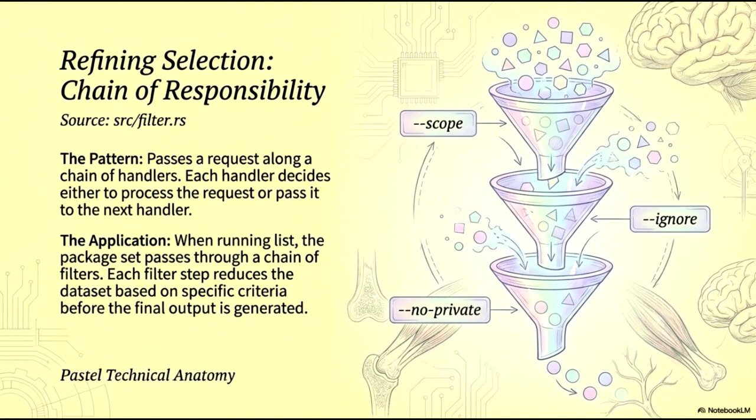In this specific application, when executing a list command, the package set travels through a chain of filters. Each filter step, such as applying the scope, ignore, or no-private flags, systematically reduces the dataset based on predefined criteria. As illustrated by the cascading funnels, the data is refined at every stage, ensuring that the final output is precise and tailored to the user's requirements. This approach decouples the selection logic, making it easier to maintain and extend as new filtering rules are added.